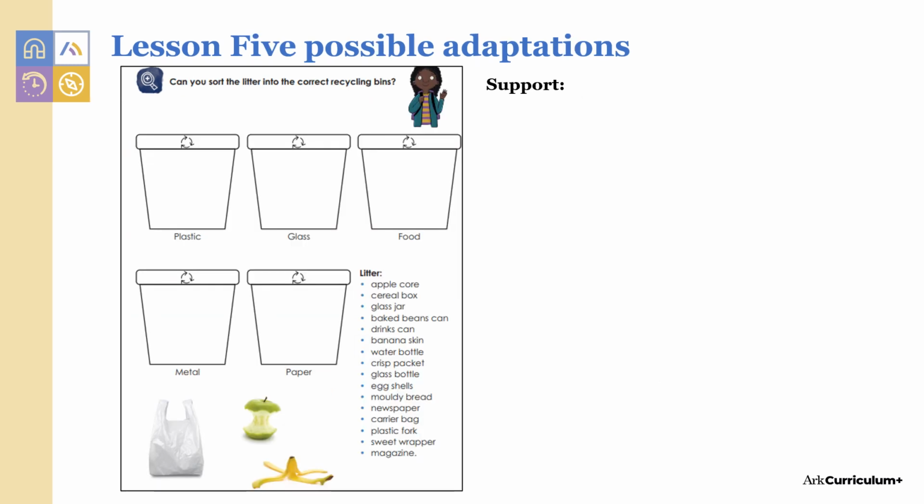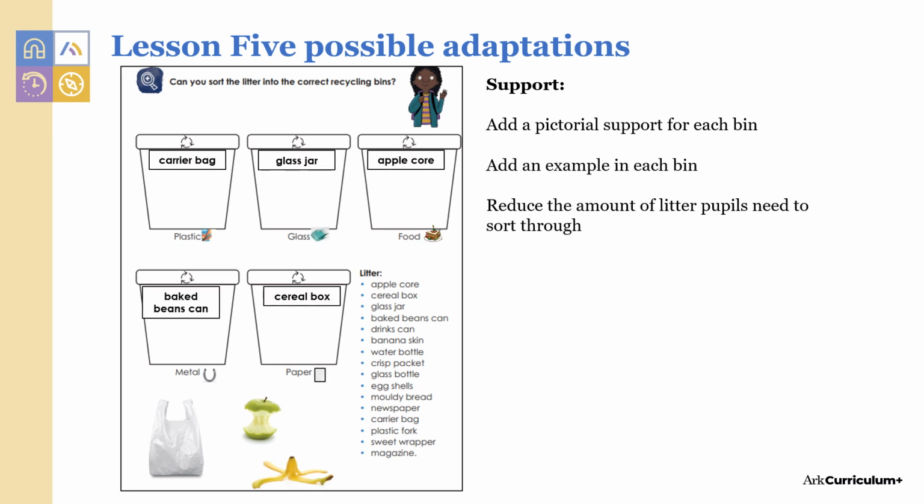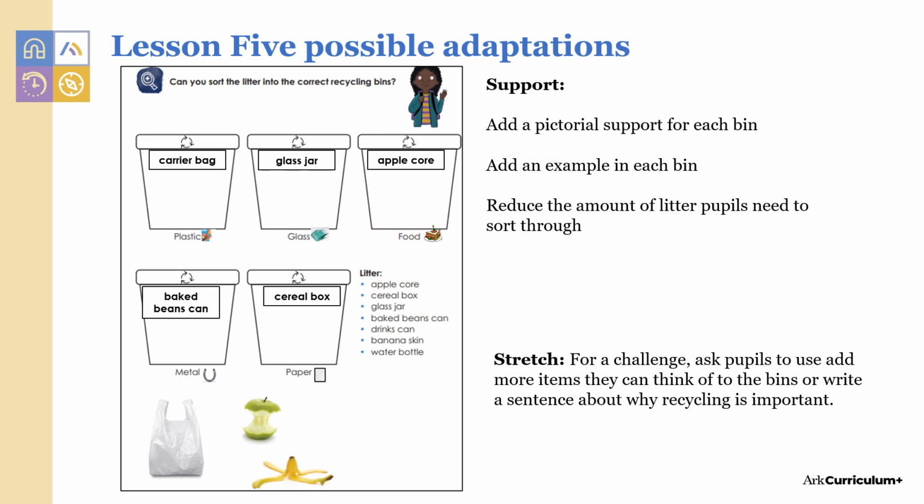In Lesson 5, pupils need to sort the different types of litter into the different recycling bins. You can support pupils by adding pictorial support for each bin, adding an example in each bin, or reducing the amount of litter pupils need to sort through. Stretch pupils with a challenge by asking pupils to add more items they can think of to the bins or write a sentence about why recycling is important.